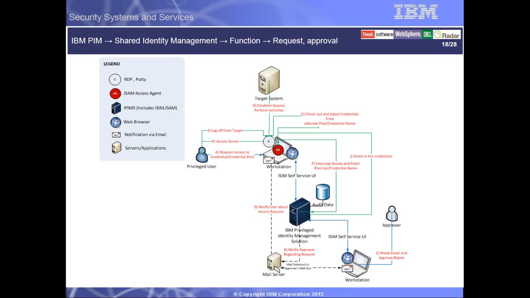So now the user can go in, do his activities, complete them, and close the session. The moment he closes the session, the access agent, on behalf of the user, checks the credentials back in to the server. The moment that happens, the password for that privileged ID is changed automatically. That's the flow.